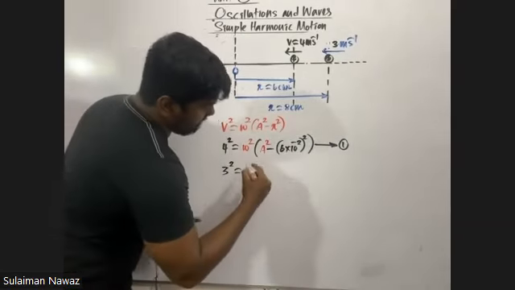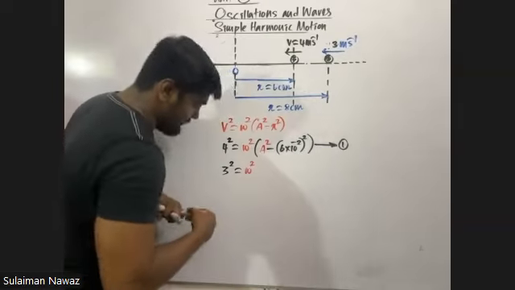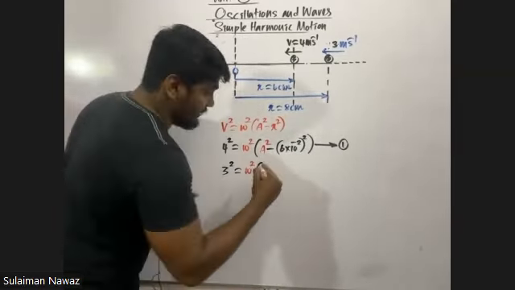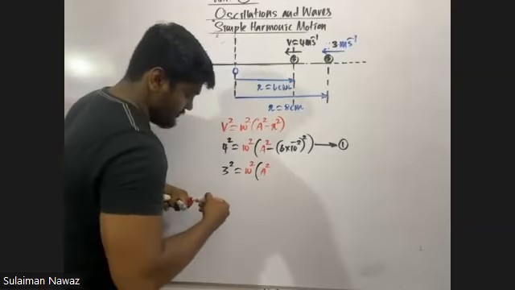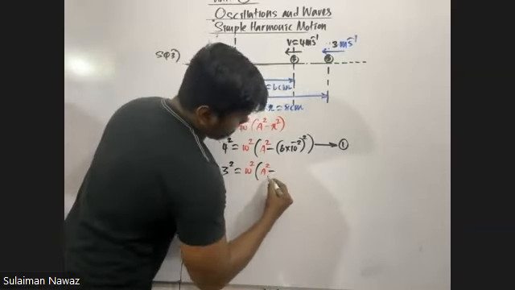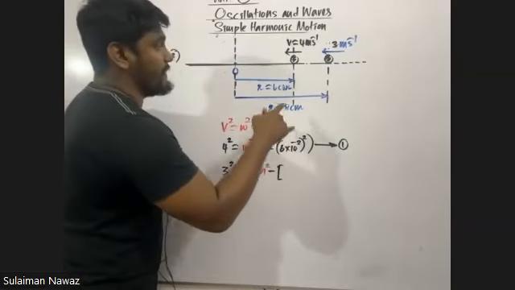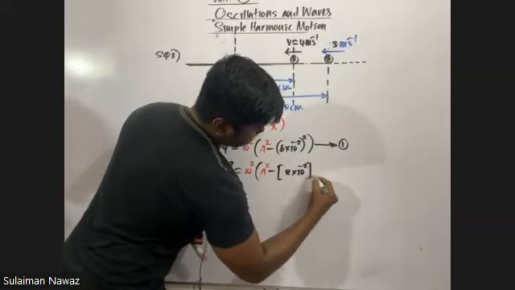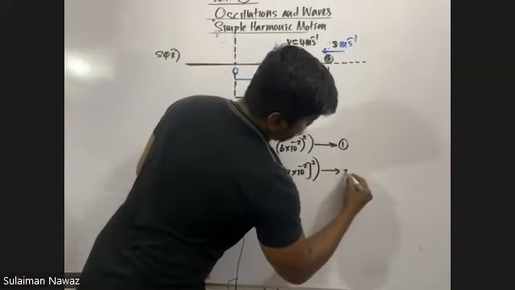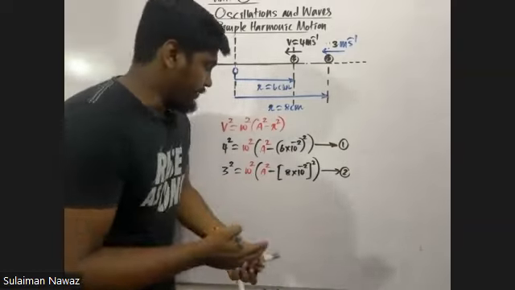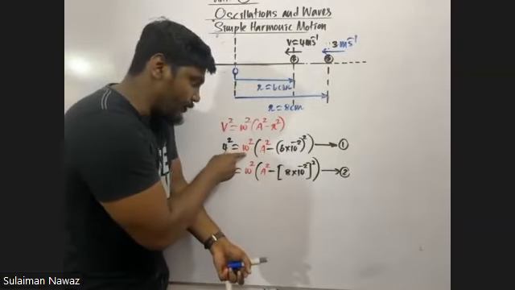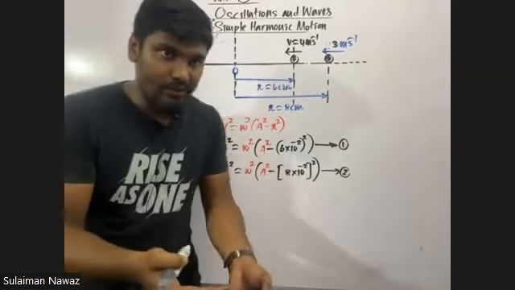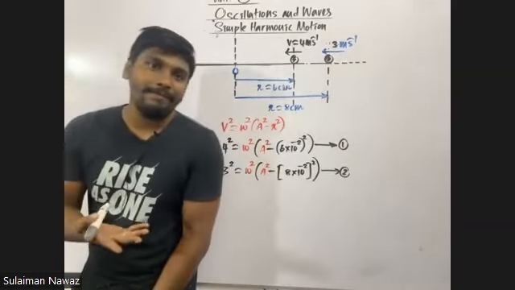Again, you don't know omega. Omega squared inside the bracket, you don't know amplitude as well, A squared minus, this time displacement is how much? 8 centimeters to meters minus 2 whole squared, equation 2. Now there are two unknowns, capital A and capital omega. You have two equations. So when you simplify these two equations, you will get the answer, right?